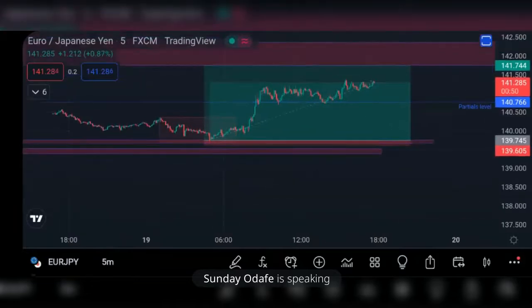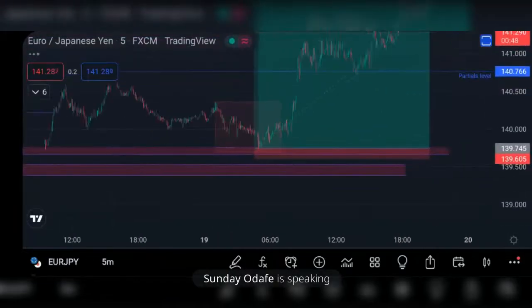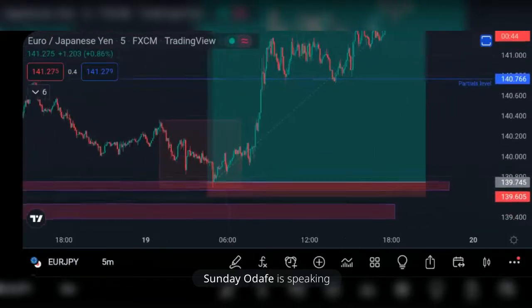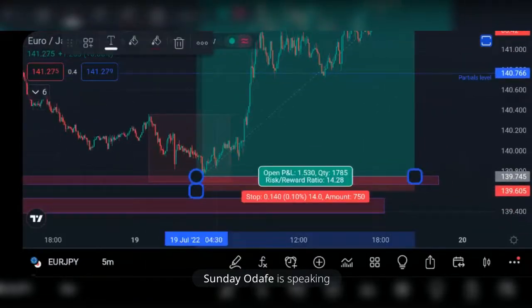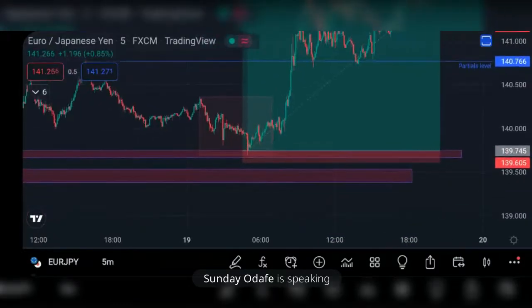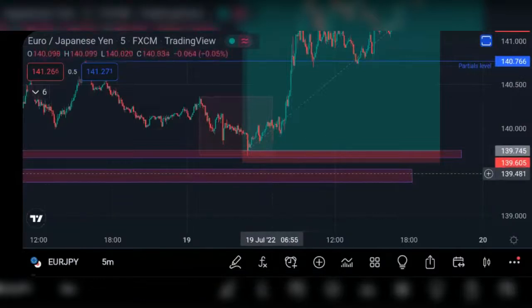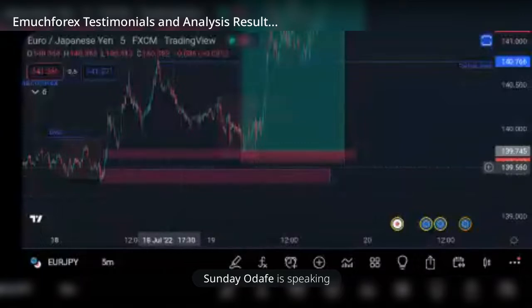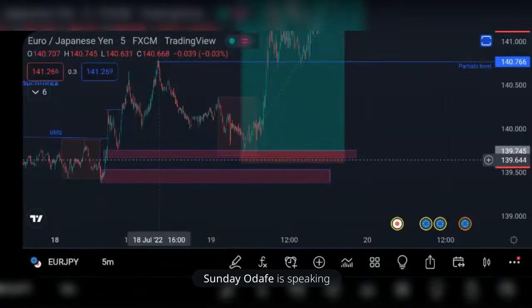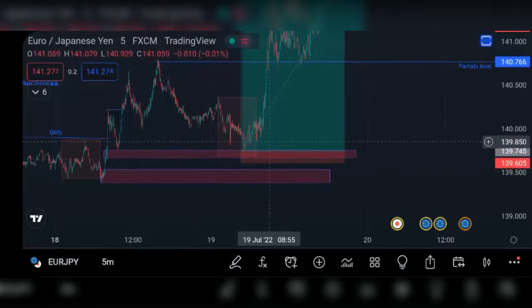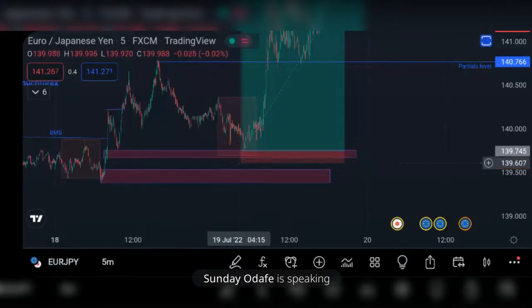Now this trade is Euro JPY. As you can see, the stop loss is 14 pips. I placed the stop loss just below the order block, because sometimes price might want to take out liquidity first before moving.